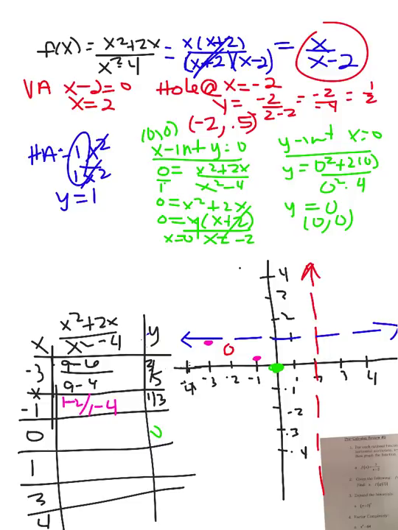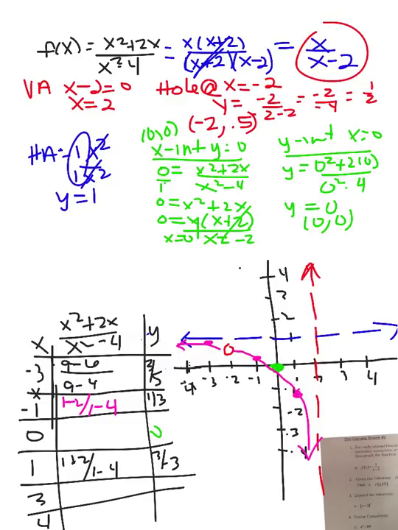So I have 1 squared is 1. 2 times 1 is 2. Over 1 squared is 1 minus 4. So that's 3 over -3. So that's -1. So that's 1, -1. Okay, so I know this graph is going to look like, don't go through the hole. So it'll look like that.